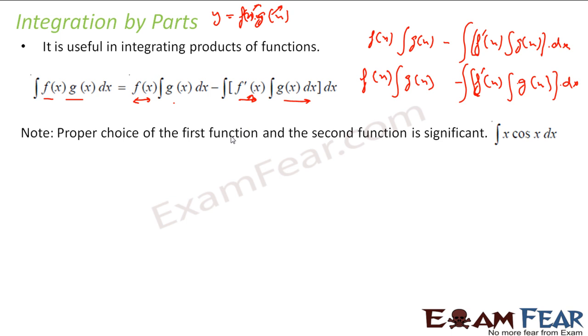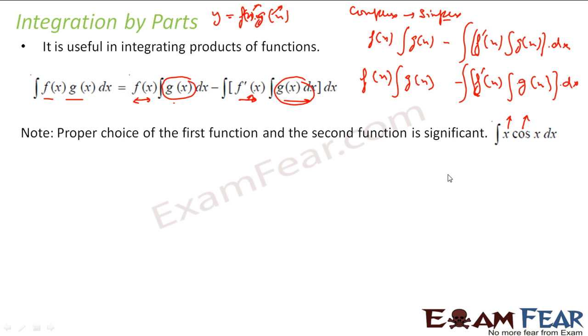If you notice this, in this case we are integrating g(x) twice, but we are never integrating f(x). So the proper choice of first and second function is critical here. The whole funda of applying these tools is to make a complex integrand into a simple integrand. That is my motto. Whether I'm using substitution, partial fractions, or integration by parts, the main funda is to make a complex integrand simple. So here the choice of first and second function is critical.